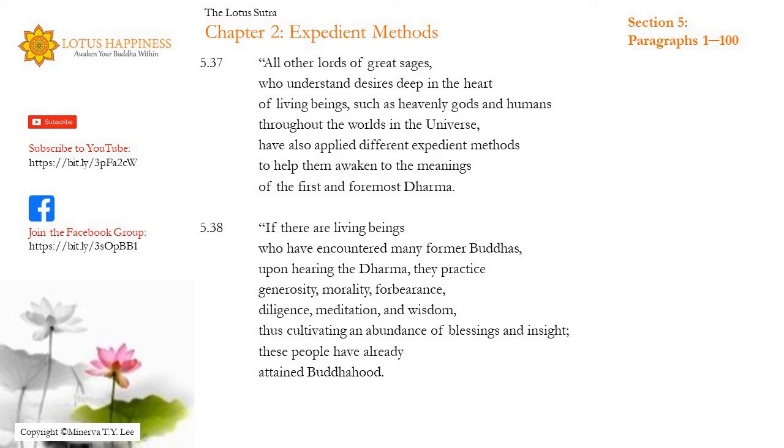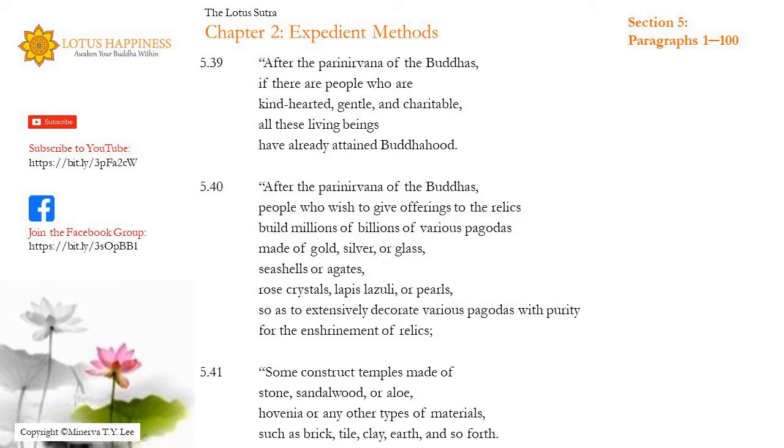These people have already attained Buddhahood after the parinirvana of the Buddhas. If there are people who are kind-hearted, gentle, and charitable, all these living beings have already attained Buddhahood after the parinirvana of the Buddhas. People who wish to give offerings to the relics, build millions of billions of various pagodas, made of gold, silver, or glass, seashells or agates, rose crystals, lapis lazuli, or pearls, so as to extensively decorate various pagodas with purity.